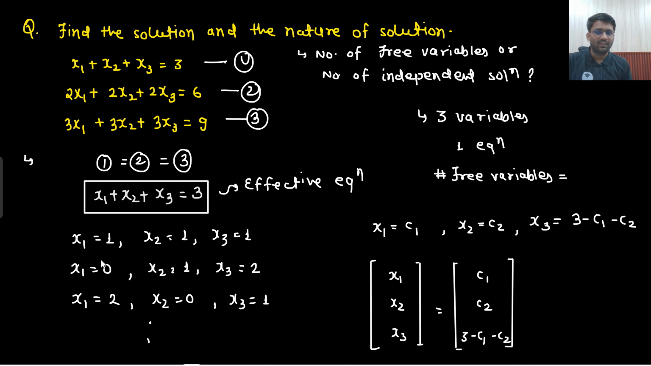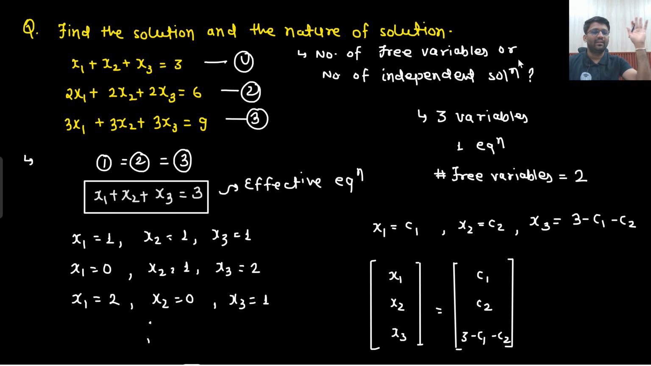Then x3 has to be 1. x1 is 0, x2 is 1, x3 has to be 2. Are you able to understand this point? So similarly, x1 is c1, x2 is c2, then x3 has to be 3 minus c1 minus c2. So the number of free variables is 2, or the number of independent solutions is 2. Is that understandable to you?